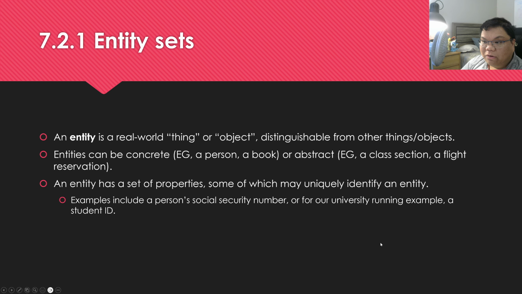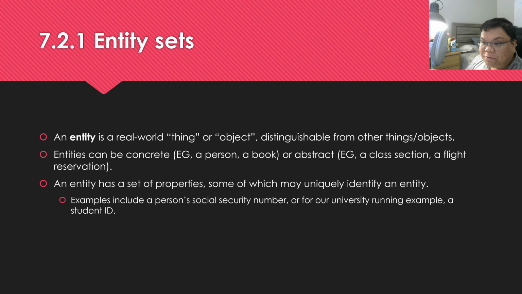An entity is a real-world thing or object that is distinguishable from other things or objects. For example, a train is a thing, and so is, although this would be a fictional example, a Pokemon. So trains are things, Pokemon are things, your phone is a thing, and they're all distinct from one another.